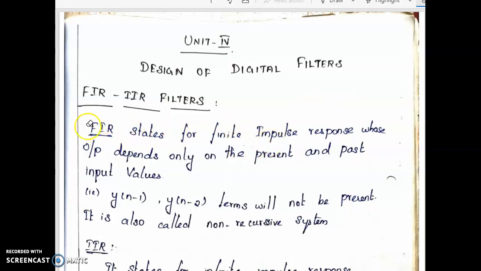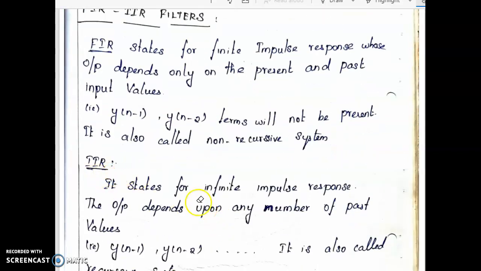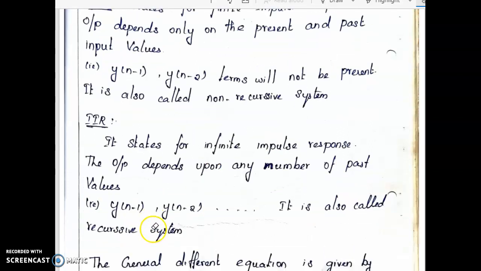An FIR filter is a finite impulse response filter whose output depends only on the present and past input variables. So this is also called a non-recursive system. An IIR filter is an infinite impulse response filter whose output has n number of past values. So this system is called a recursive system.